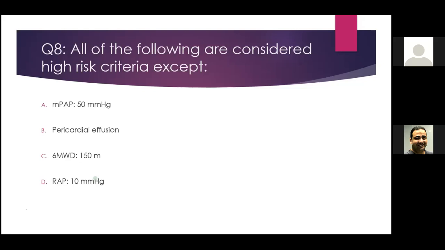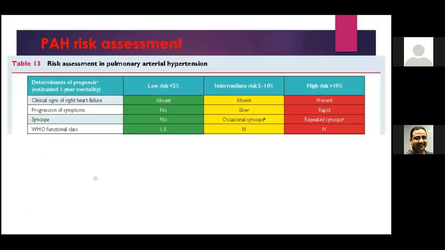The mean pulmonary artery pressure is 50 millimeter mercury. So you are saying that the pulmonary artery pressure is not an indication for the high risk criteria in the patient with PAH? You are correct. Actually, all the criteria for the risk assessment didn't include the mean pulmonary artery pressure as a risk criterion.